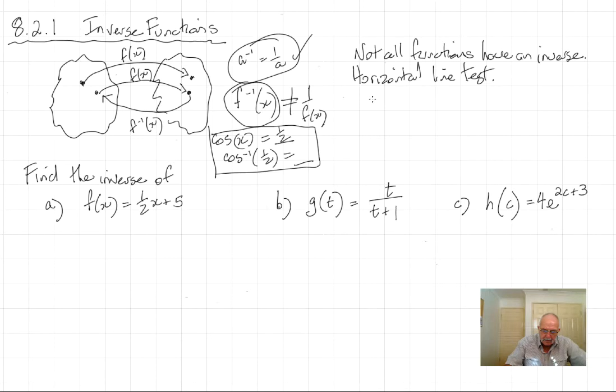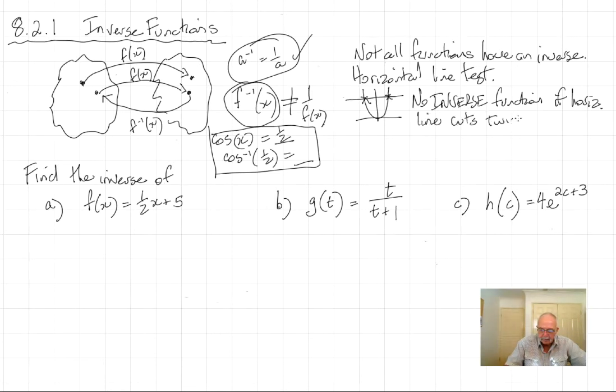draw a graph of the function. Let's just say y equals x squared. Y equals x squared looks like that. And if you can draw a horizontal line anywhere on the graph and it cuts in 2 places, then no inverse. So no inverse function if the horizontal line cuts twice. Okay.